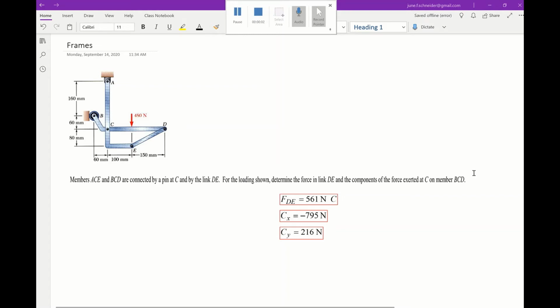Hi, in this video we're going to start to learn about frames. Frames are made of different structure members. This is an example of it.